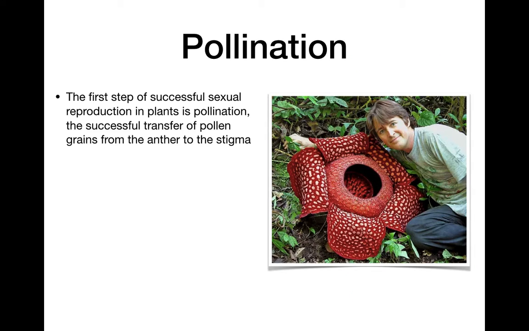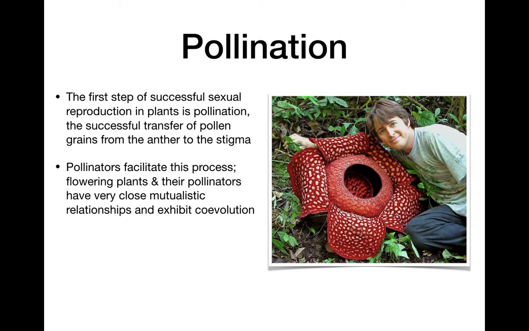Okay, let's talk about pollination. So the first step of reproduction in plants is pollination. Okay? And that's the transfer of pollen grains from the anther to the stigma, ideally of different flowers, but not necessarily. Okay, and what allows it to happen most effectively are pollinators. So pollinators are organisms that are going to transfer pollen from one individual to the next, and this is a very strong mutualistic relationship. Both individuals benefit from this relationship, and it exhibits very clear coevolution.